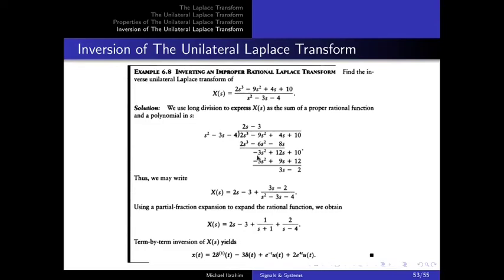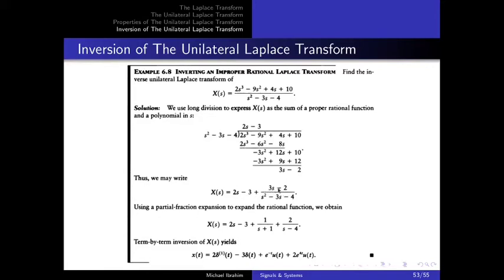Then we divide minus 3s squared over s squared, which will give us minus 3. Multiplying minus 3 by the denominator, we will get minus 3s squared plus 9s plus 12. Subtracting again, minus 3s squared will cancel out and we will end up with 3s minus 2. So 2s minus 3 is the result of the division, and 3s minus 2 is the remainder. So X of s can be expressed as 2s minus 3 plus the remainder, 3s minus 2, over the denominator. Now we have a rational function that is proper.